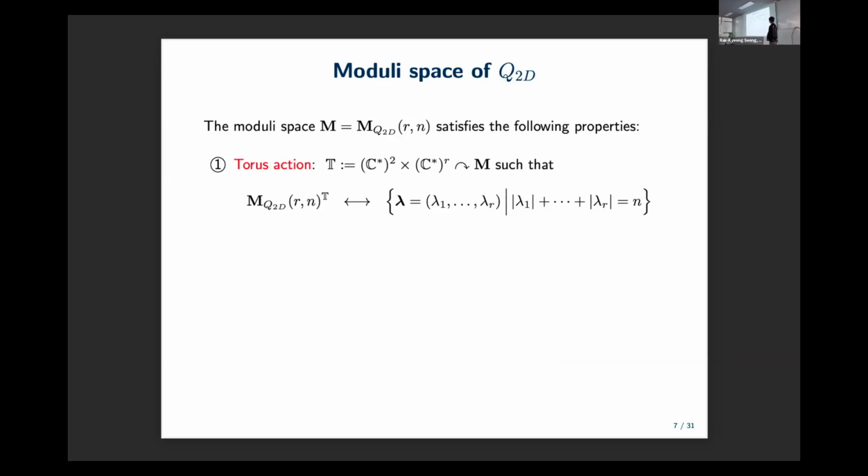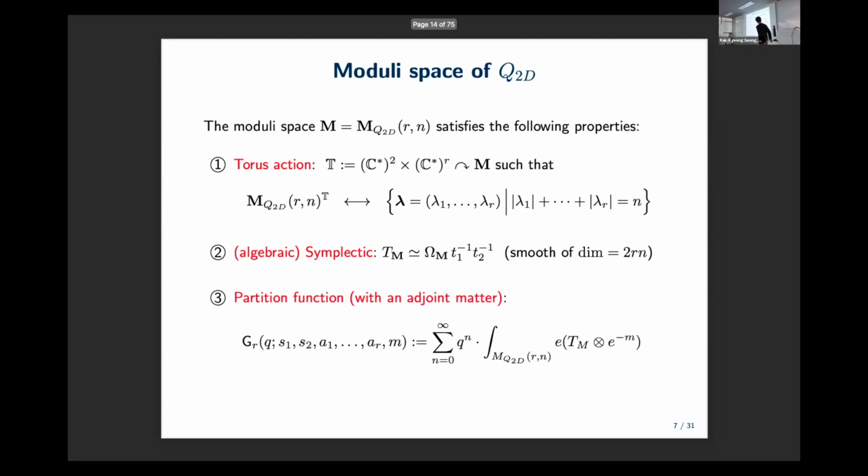If you have a rank r instanton moduli space, it also admits a bigger torus action, which now also has a framed torus (C star)^r. And the fixed loci, very similarly, are characterized by r-tuples of partitions whose sizes sum up to n. And this moduli space, because it is constructed by a Hamiltonian reduction, is algebraic symplectic. In particular, its tangent bundle and cotangent bundle are isomorphic to each other. And to be fully equivariant, we need to put some torus character here. And T1 and T2 were, I think, denoted by Q1 and Q2 in the physics talk.